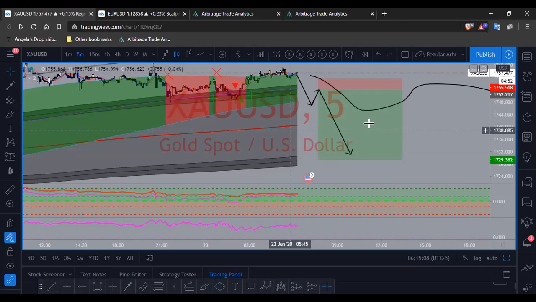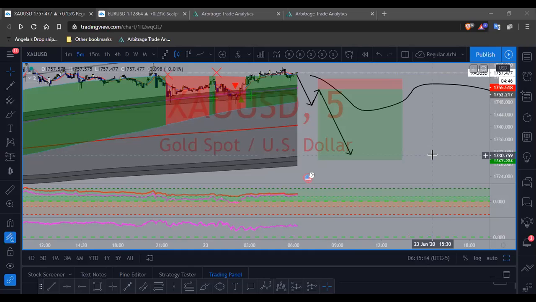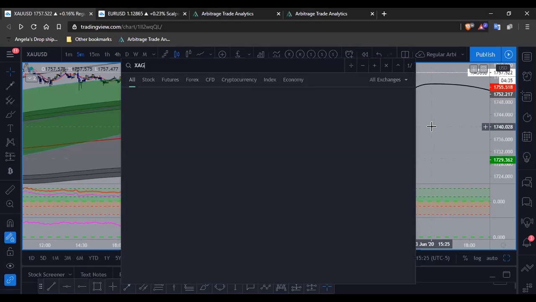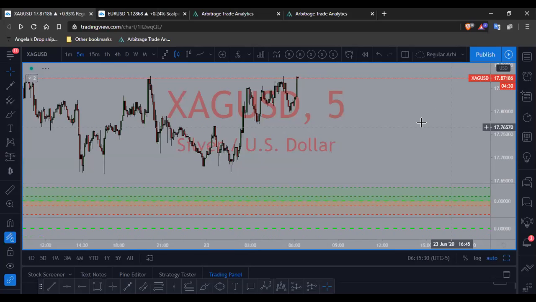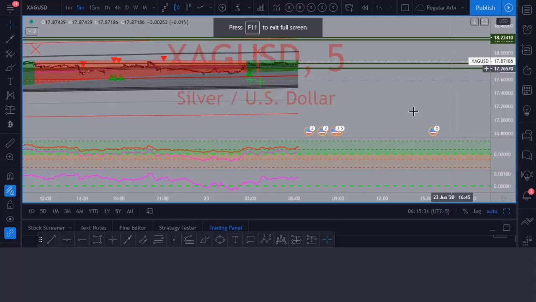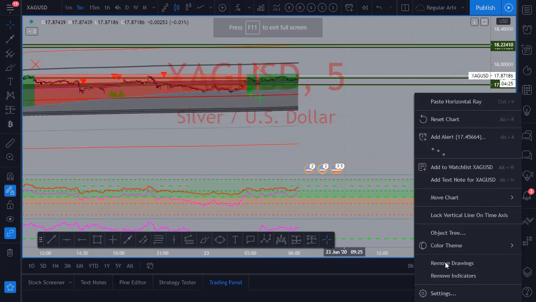All right, no problem. Let's go ahead and take a look at silver. Apparently, silver is almost basically ready to sell, according to the heat map. Let's go ahead and take a look at that. Let me full screen this. Remove drawings.